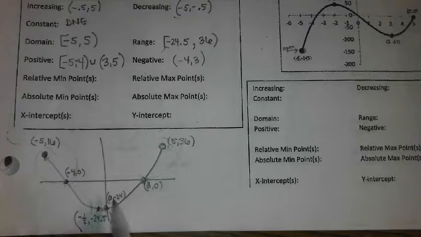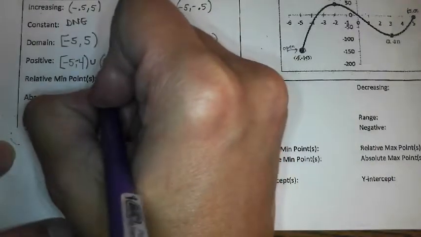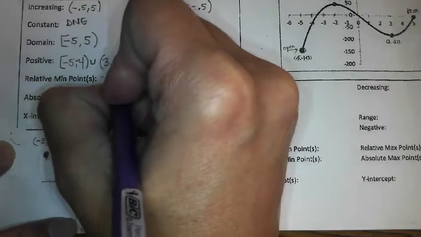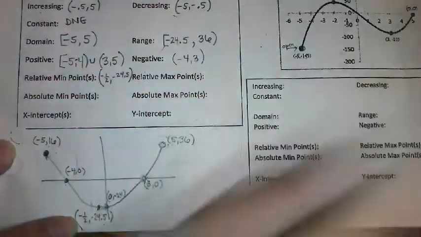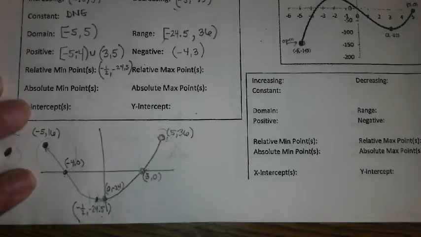Well, which one's lower, the -24 or the -24.5? I realize that the y-intercept and the minimum are very close to each other, but the lower point is actually this one. Since it's asking for the point, we're going to give the coordinate pair, not to be confused with interval notation there. That's also the absolute minimum point. So we're going to say that again.